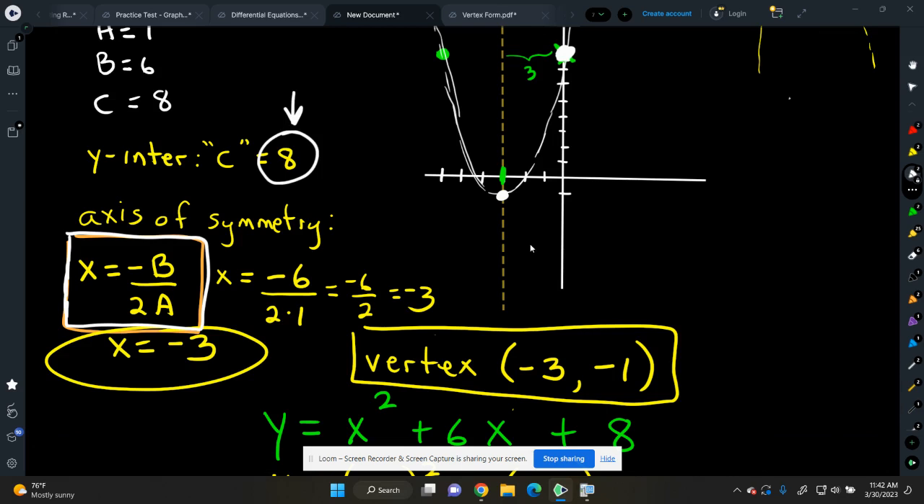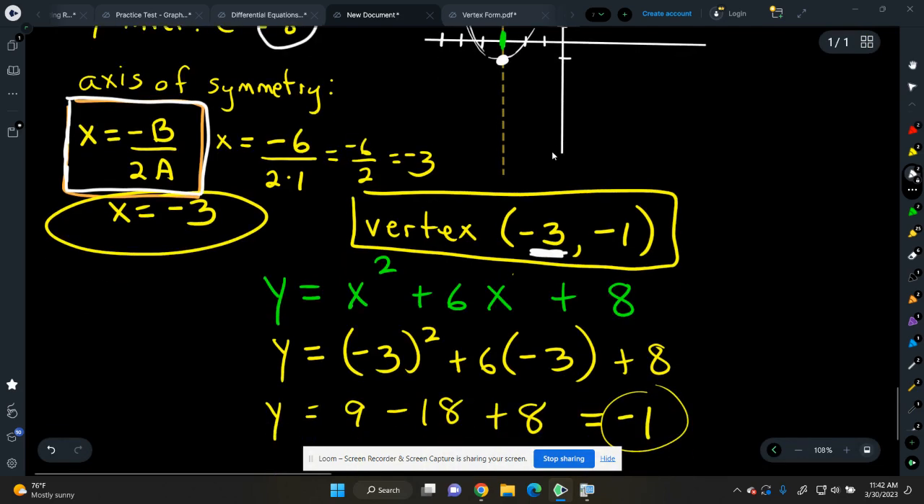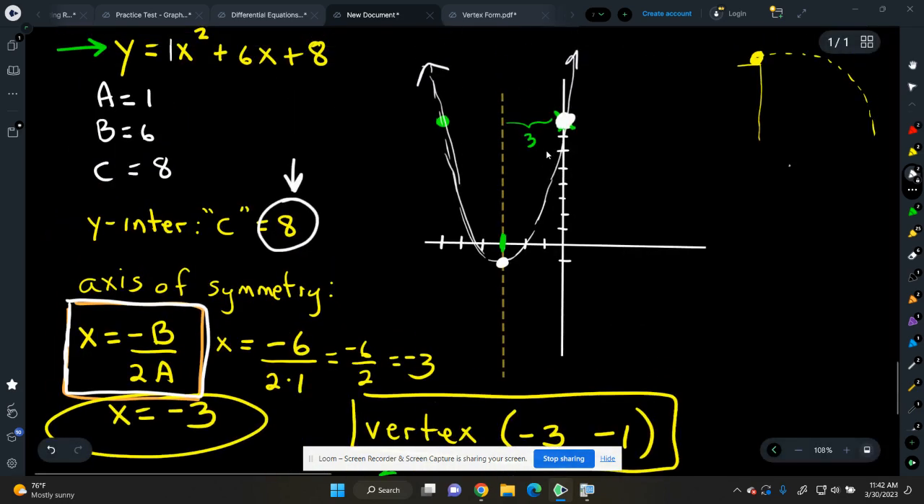Now I need the vertex. We already have the x part of it. We have to find the y part. So we plug the x in, and we get y equals -1. There's my vertex. Right there.